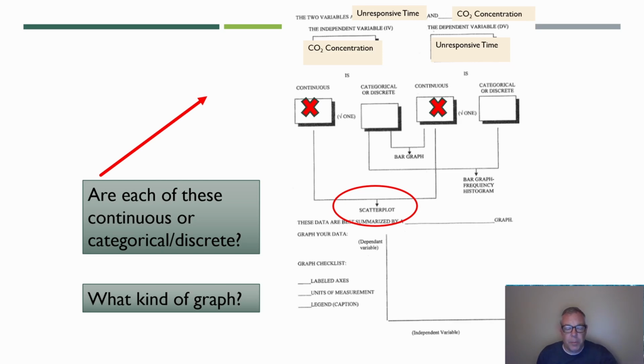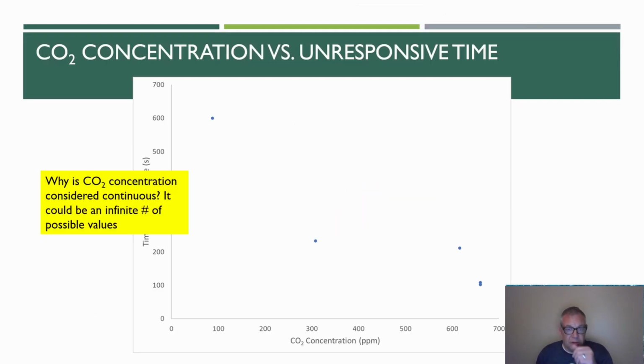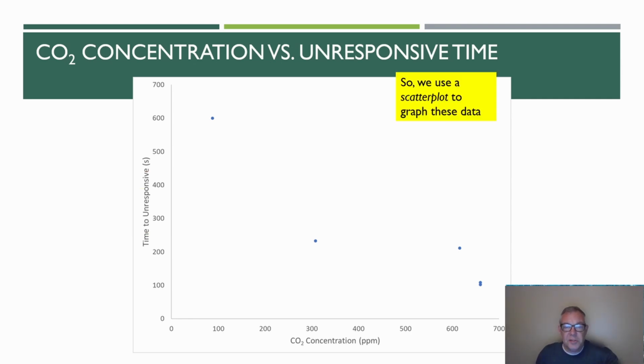And you've done this before. And so here's an example scatter plot. And again, CO2 could be an infinite number of possible values, take on any value. And so we'll treat that as a continuous variable. And so then we've got the time to unresponsiveness on the y-axis. And so this is our scatter plot. This is how we're going to graph the data.